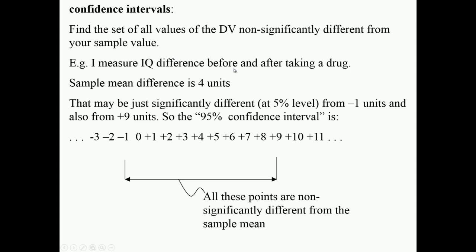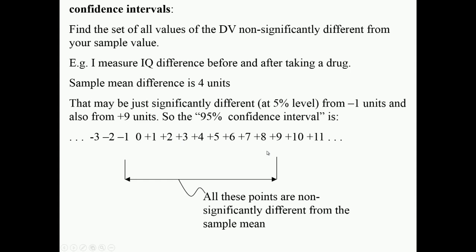So let's say I measure IQ difference before and after taking a drug. The sample mean difference is 4 units. It's a drug. People seem to be 4 units higher in IQ, in the sample that is, just in the sample, after taking the drug rather than before. Now that difference we get might be non-significantly different from 0, but it might also be non-significantly different from -1, or from 9. That is, non-significantly different from all the values in here. All these points are non-significantly different from the sample mean.